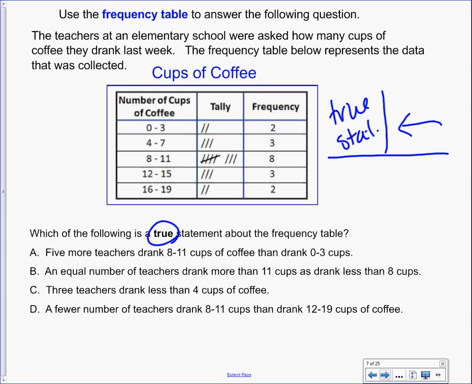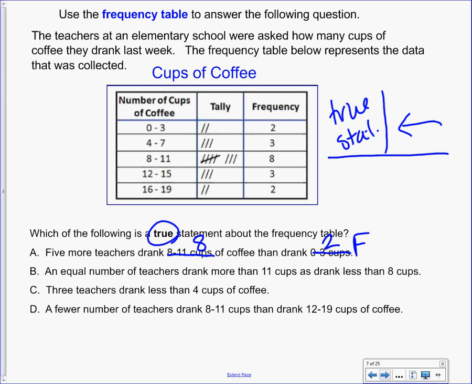So A says 5 more teachers drink 8 to 11 cups of coffee than drink 0 to 3 cups. So I would cross off 8 to 11 and plug in the number 8. And 0 to 3 cups and plug in the number 2. Then we talk about, is 8 5 more than 2? And the answer is no, it is not. So that would be false.